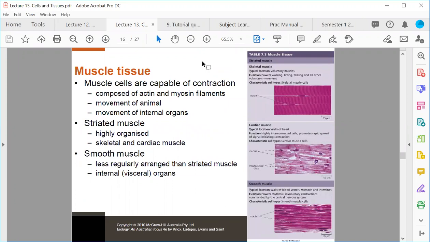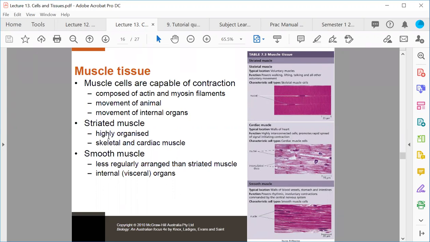Our next major tissue type in animals is muscle tissue. So, of course, muscle cells are capable of contraction. They contain lots of actin and myosin filaments. And muscle tissue, of course, is responsible for movement of the animal, but also for movement of internal organs. Muscle tissue is very broadly categorised as either striated or smooth muscle.